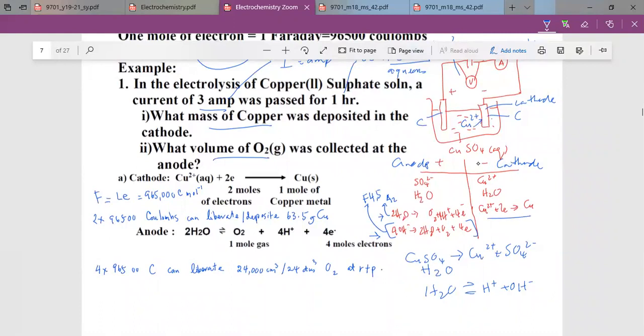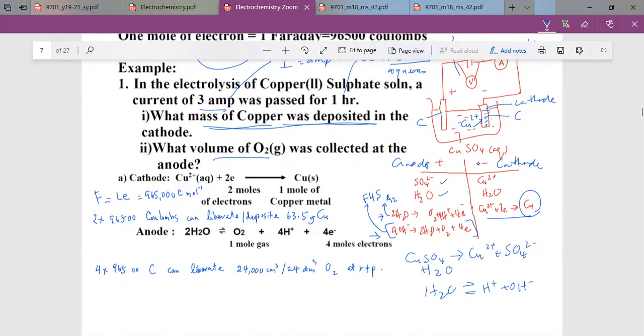It will get the electrons here from the battery and be deposited as copper. Okay, so this is deposited here. Mass deposited, okay, so this is the equation here. And of course, in your anode, you have sulfate and water here.